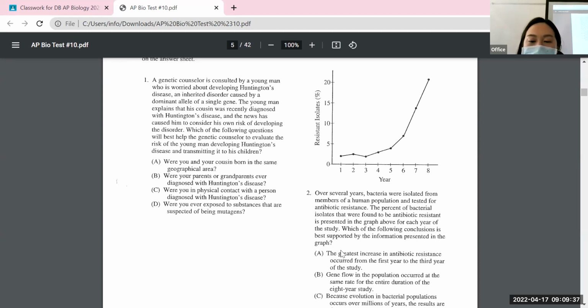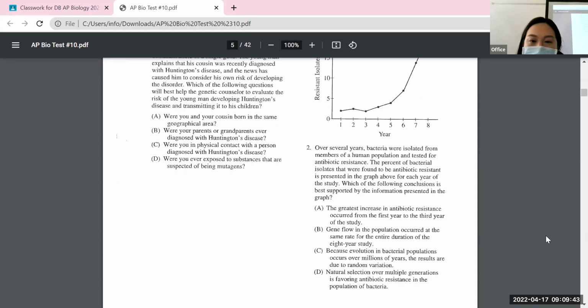Greatest increase in antibiotic resistance occurred from the first year to the third year. Not true, right? You can see that there's pretty much no change. Gene flow in the population occurred at the same rate for the entire duration of the 8-year study. This is not what this graph shows, right? Yes, there could have been gene flow, but that couldn't be explained by this graph.